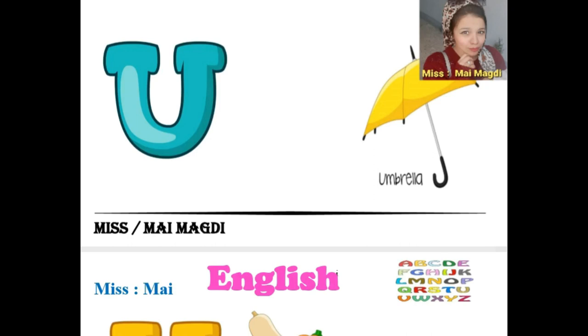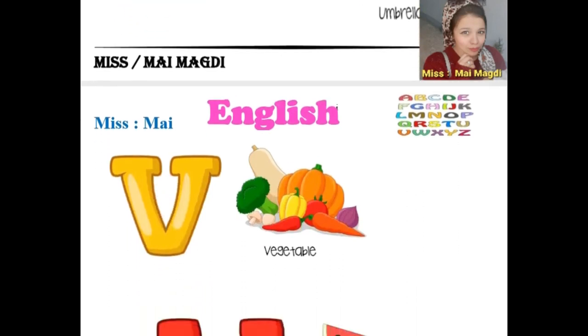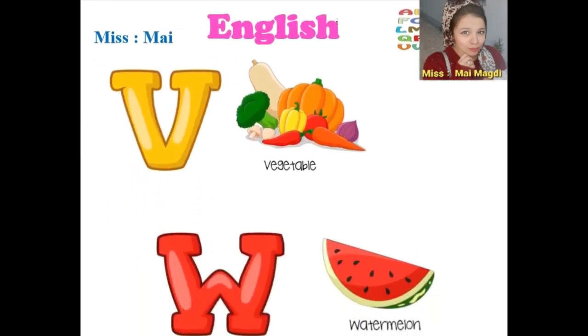Excellent. Umbrella. Okay. What is the ending sound? Excellent. Okay. Letter V. V, vegetable. V, vegetable. What is the beginning sound? Excellent. Again. Excellent, bravo. Okay.